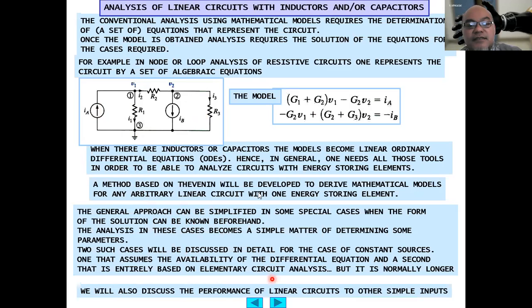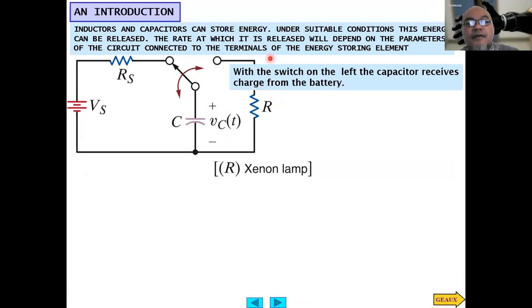Okay, so we will discuss the performance of linear electrical circuits to other than simple inputs. So this is an introduction. For example, inductors and capacitors can store energy. Under suitable conditions, this energy can be released. So they store energy first when they are charged. Then when it is switched off, this energy stored within that capacitor or inductor will be released to the load.